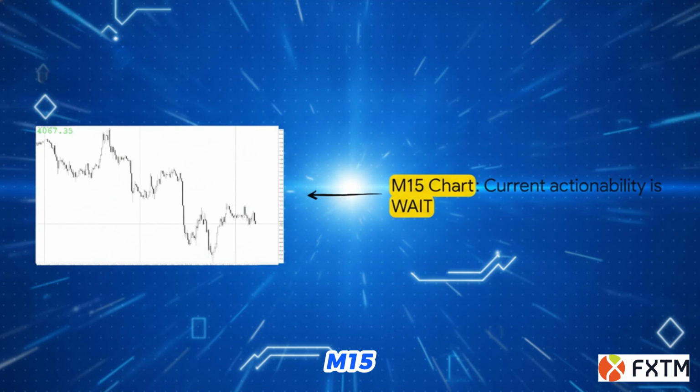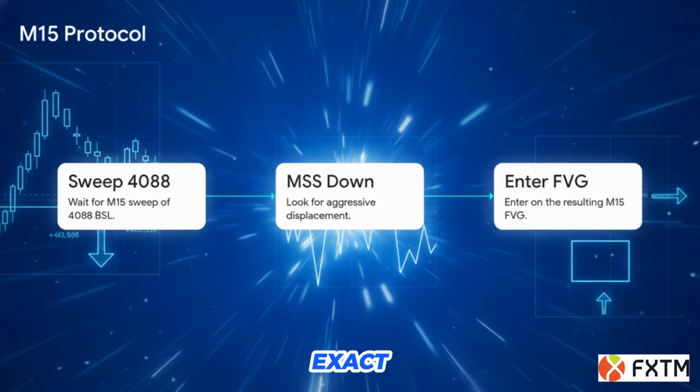Looking at the M15 chart right now, with price hovering around 4067, the current action plan is a strict wait. There is no trade yet. Why? Because the smart money confirmation hasn't appeared. We're still in a discount array relative to the intraday dealing range. Here's the exact step-by-step trigger sequence required during the New York kill zone to validate this entry.